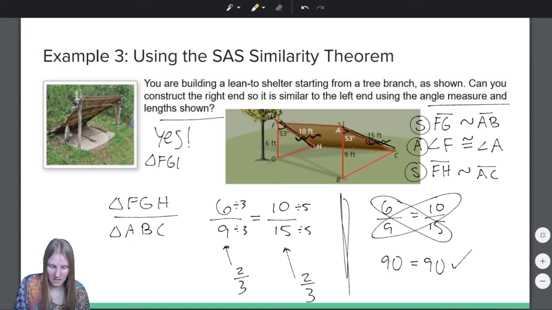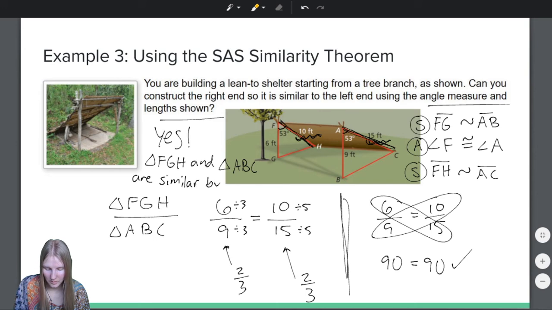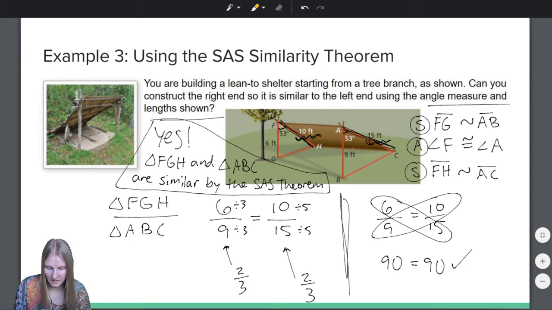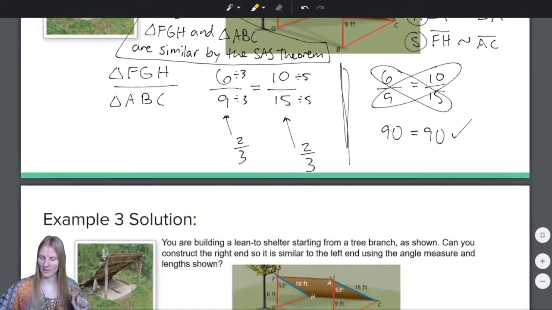Triangle FGH and triangle ABC are similar by the SAS theorem. That would be our final answer. Yay! Let's check and see if we were correct.